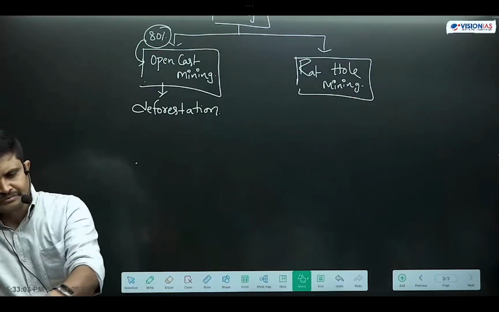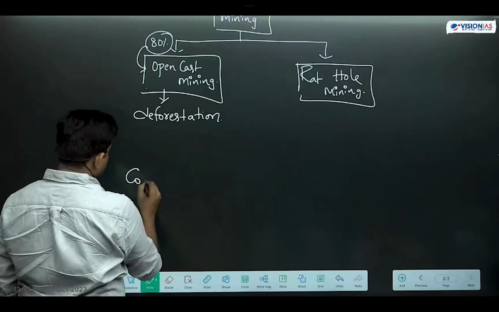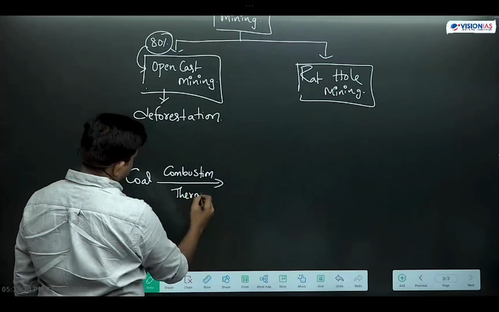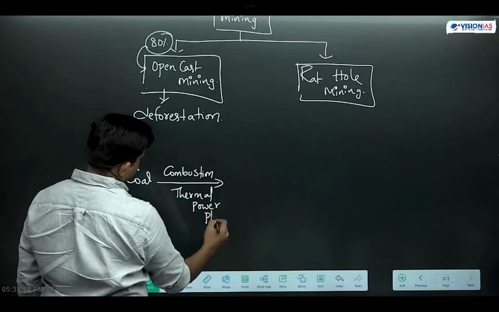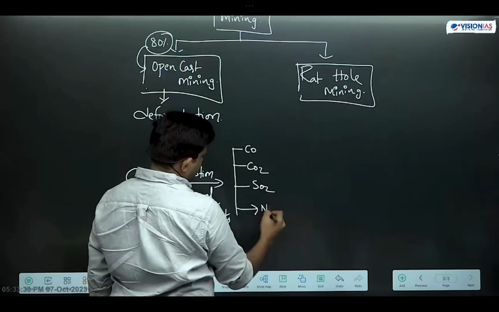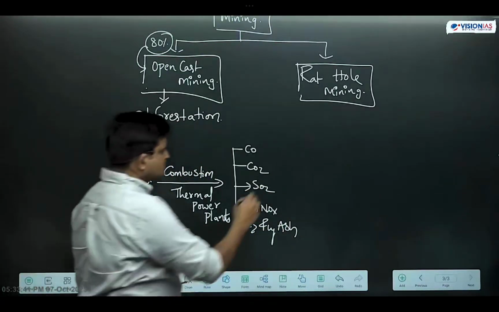Next is the impact of open cast mining and coal combustion. Combustion of coal in thermal power plants results in production of carbon monoxide, carbon dioxide, sulfur dioxide, nitrogen oxides, and fly ash. These many products will come out. And once these products come out, they simply remain calm?